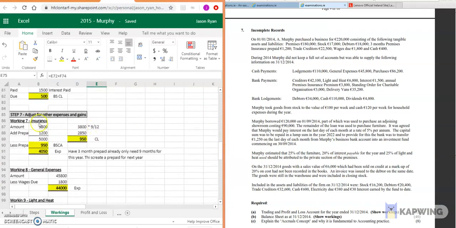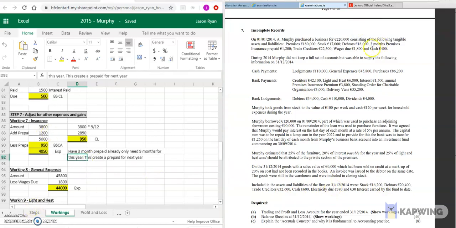So the first one that we have is insurance. Because at the start it says that we've got premises insurance prepaid 120 or 1,200, it should give us some information then about premises during the year. And in our bank payments, we've also got our annual premises insurance of 3,800. And then down at the end, it hasn't given us anything for this question.